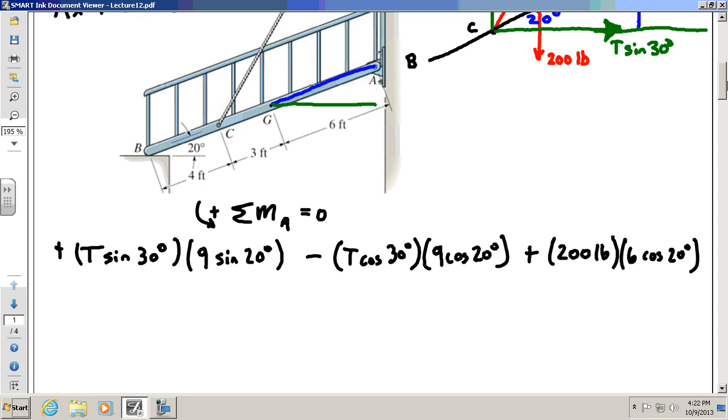That's the whole equation. You set that equal to 0. And then the only unknown you have is T. So now it's just a matter of plugging it into your calculator and solving directly for T. And it turns out if you do that, you should get T equal to 195 pounds.